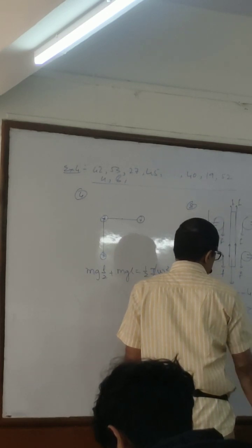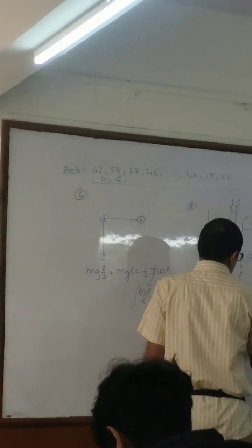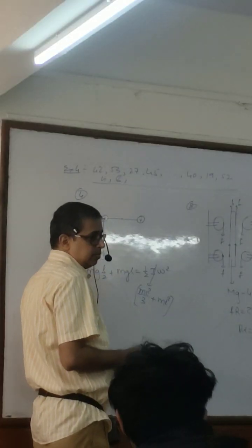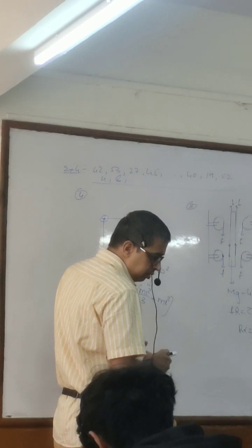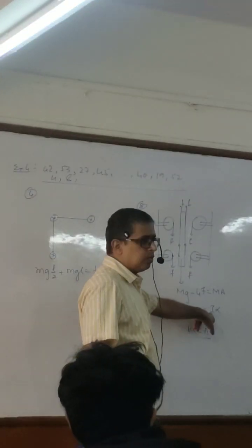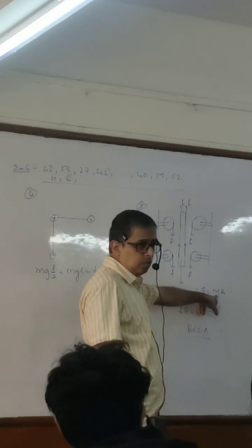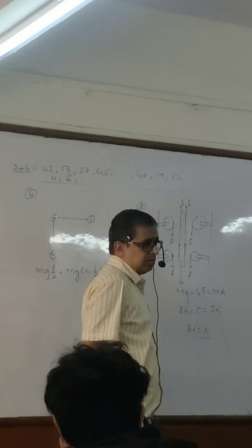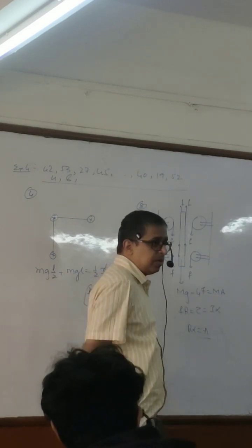R alpha is equal to that. The bar's mass is 0, so torque will become 0. Then we don't take acceleration for that. mg is 4f. So 0 into a is 0. mg will be equal.